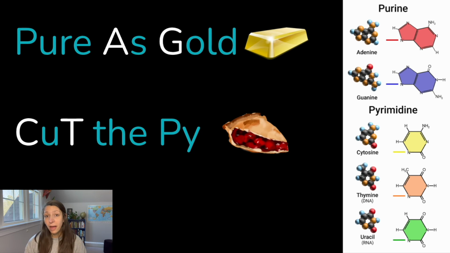So when we talk about nucleotide bases, adenine, guanine, cytosine, thymine, and uracil, you might need to know which ones are purines and which ones are pyrimidines. You can remember the phrase, pure as gold, cut the pie. Pure as gold: pure, think purines, has A and G in those two letters, and cut the pie, C-U-T, C and T's are pyrimidines. And pi for pyrimidines. This one's a little bit of a stretch, but I think students have found it helpful.